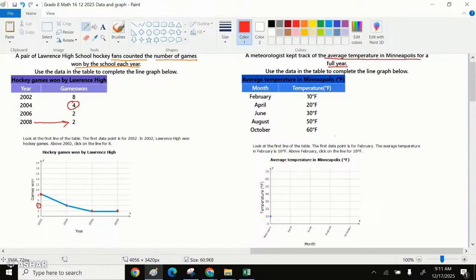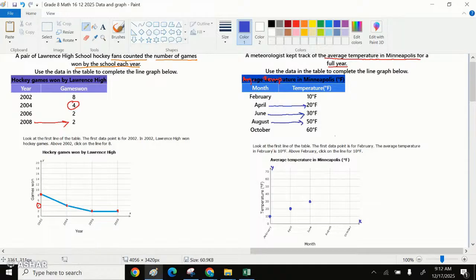Okay. This says average temperature, right? So the average temperature in February was 10 degrees Fahrenheit, right? In April, it was 20 degrees Fahrenheit. So let's start with the first value. In February, it was 10 degrees Fahrenheit because the temperature is on the y-axis. The months are on the x-axis. Then in April, the average temperature was 20 degrees Fahrenheit. In June, the temperature was 30 degrees Fahrenheit.